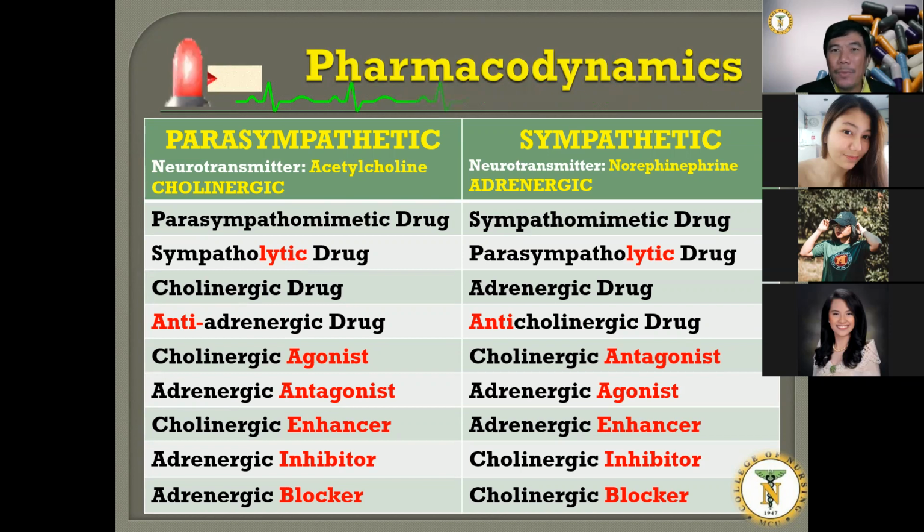Is it letter A, sympatholytic drug? Letter B, cholinergic drug? Letter C, anti-adrenergic drug? Or letter D, adrenergic enhancer? Again, the drug dilates the pupil. Which of the four choices is the classification? Can I hear an answer? Who raised a hand? Yes, Mr. Han. Your answer is letter D, which is adrenergic enhancer. Let's go back to the slide.